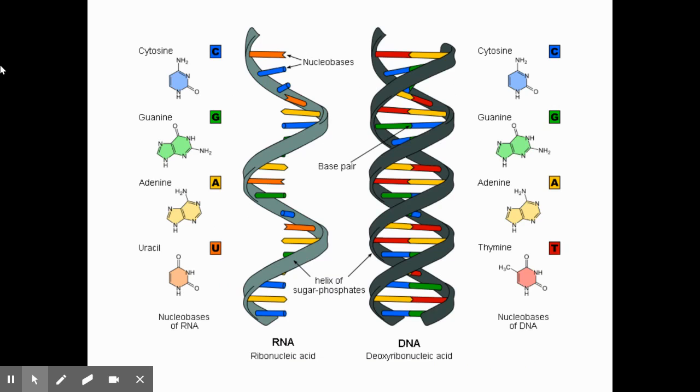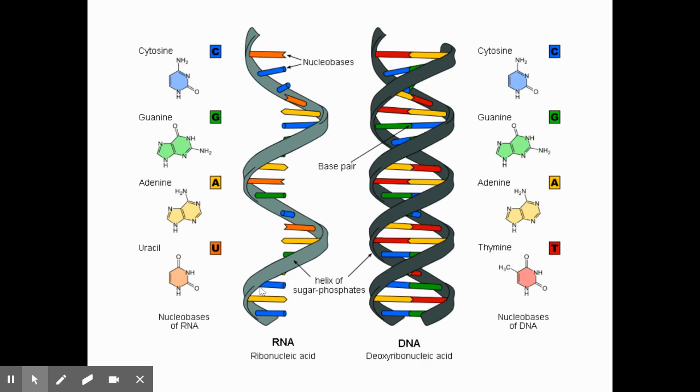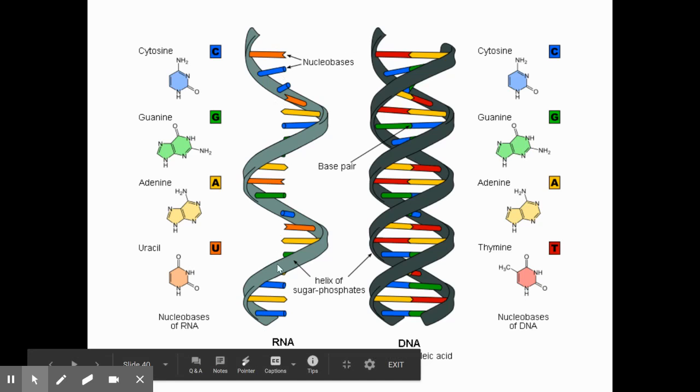So here's just another visual to give you guys. Here's our DNA. We know it's double-stranded. It's comprised of our four bases. Here's our RNA, single-stranded, still comprised of four bases. Just remember it has uracil instead of our thymine.